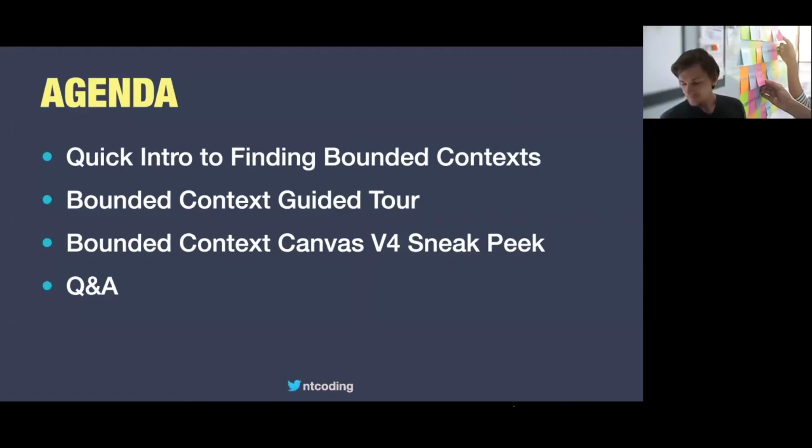So that was the intro to this talk. In the remaining 30 minutes or so, I'm going to go through these three topics. So firstly, I'll quickly take you through that process of how to get the information for the canvas. I'll then take you through each section on the canvas, and then I'll give you a super sneak preview of version 4 of the bounded context canvas, which is new, it's not finished yet, and it's open to new ideas and suggestions if you're interested. And then we have a QA after.